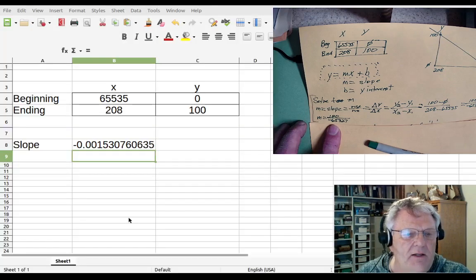So I can actually show my slope representing it this way. And if you take 100 divided by minus 65327, that's what this number is right here. That's what the slope is calculated as. So that's pretty cool. Now we want to solve for b.